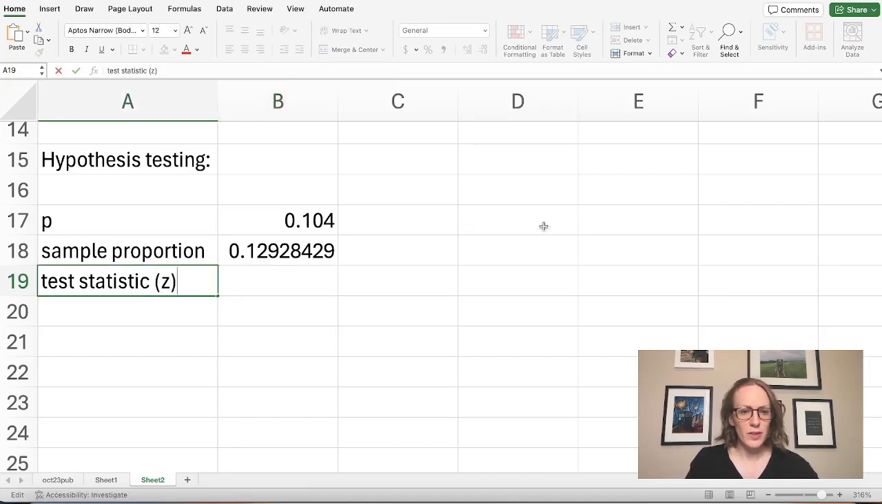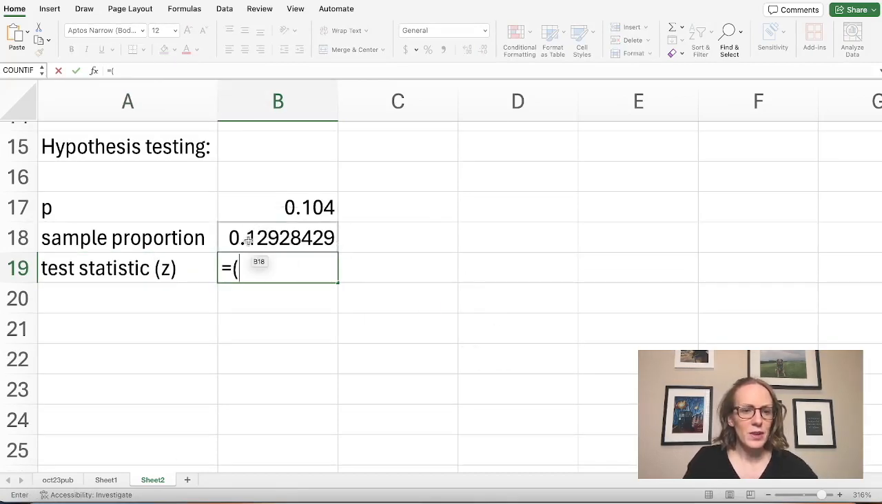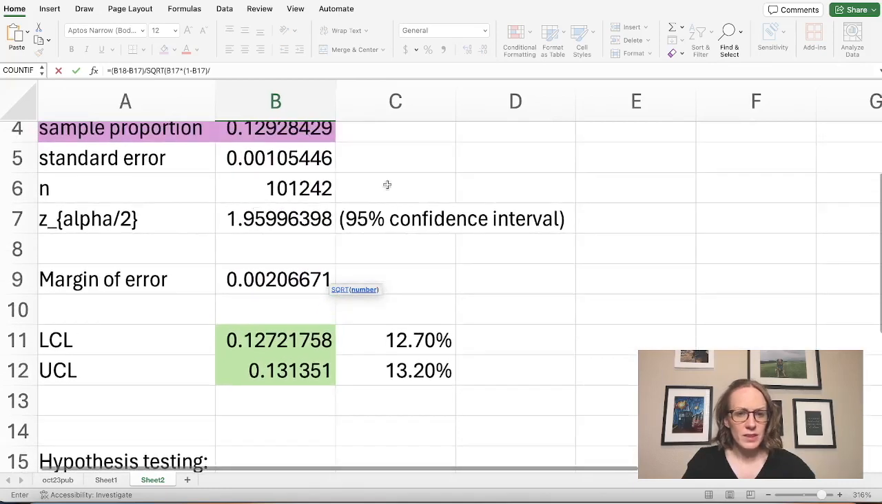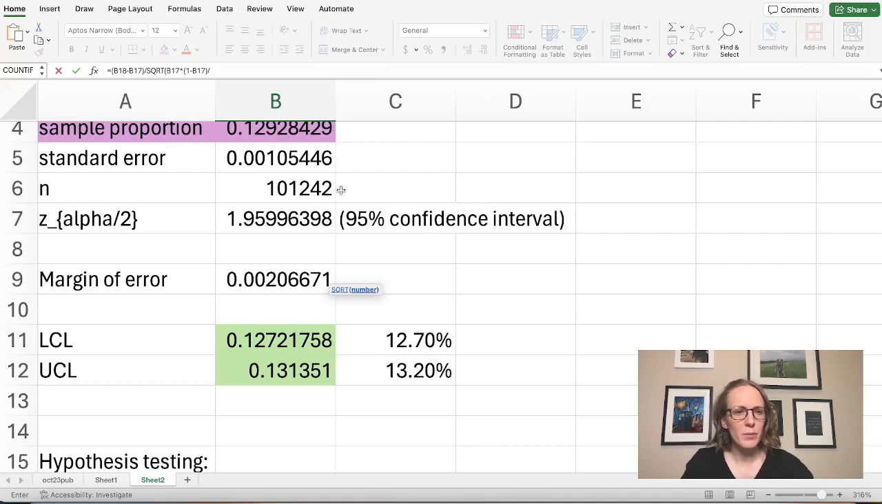I'm just going to make a note that this is a Z. So we said this should be our sample proportion minus that proportion from our null hypothesis divided by our standard error, assuming the null hypothesis is true. So this would be the square root of that 0.104 times 1 minus 0.104 divided by n, which thankfully we found previously. So this n is the number of responses that we're including, so the number of people who responded with a 1 or a 2.